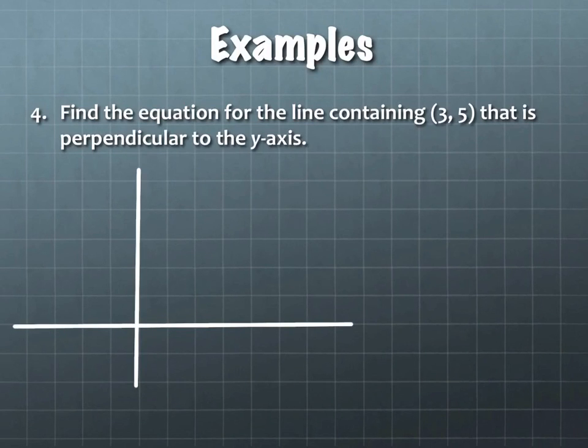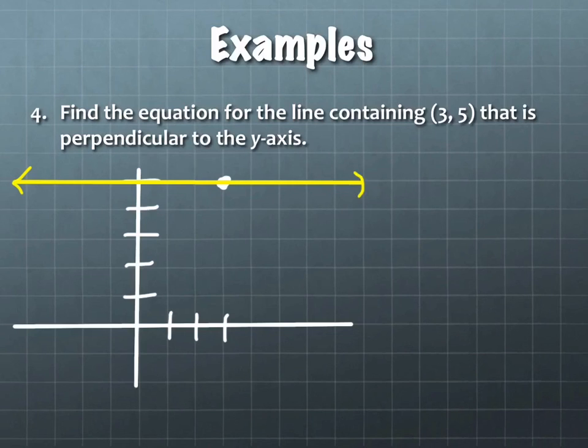I have the point (3, 5). So if x comes first, which it does, it means I count 3 to the right, and then I have 5, so I count up 5. So this is my ordered pair (3, 5). And then it tells me that I need it to be perpendicular to the y-axis. What will that type of a line be? It will be horizontal. So it will look something like this. Draw arrows on the end of your lines. I keep trying to remember to, but yes.